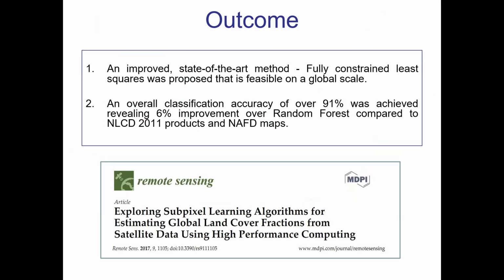So the proposed output was actually 6% better, an improvement over random forest as compared to the benchmark outputs.